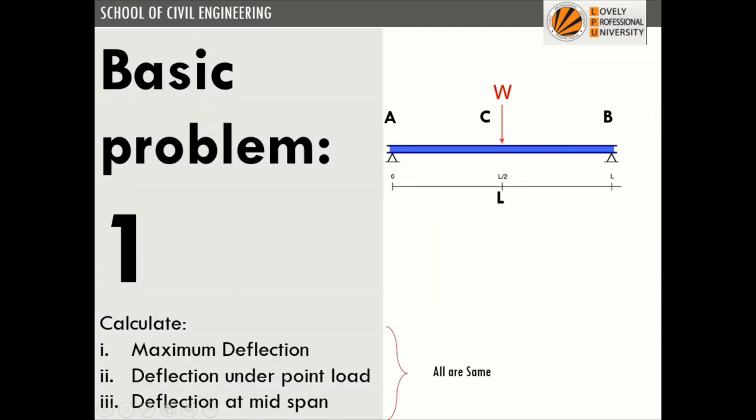We'll see it is a very simple problem. So this is the first problem. It is a simply supported beam with a central point load. We want to calculate maximum deflection. Maximum deflection will be under the point load only, since this is symmetrically loaded. Deflection under the point load, or deflection at the mid span. So all the things are the same. Actually we have to calculate deflection at C.